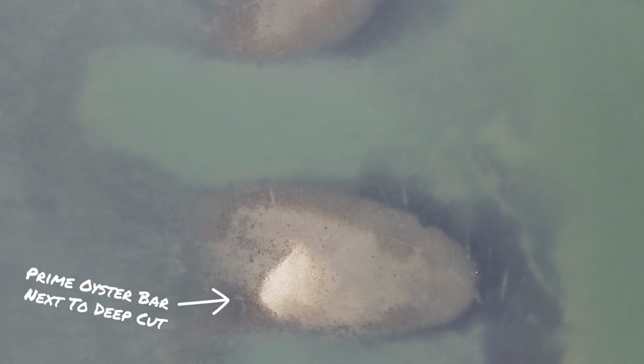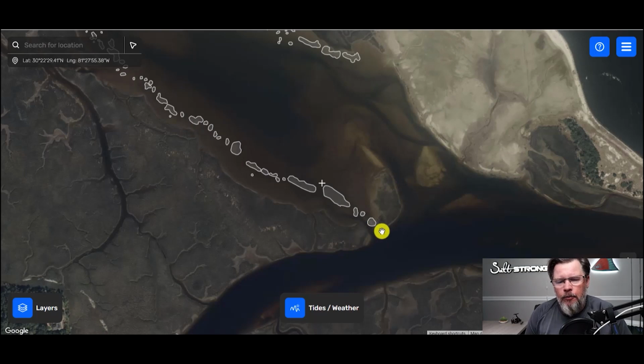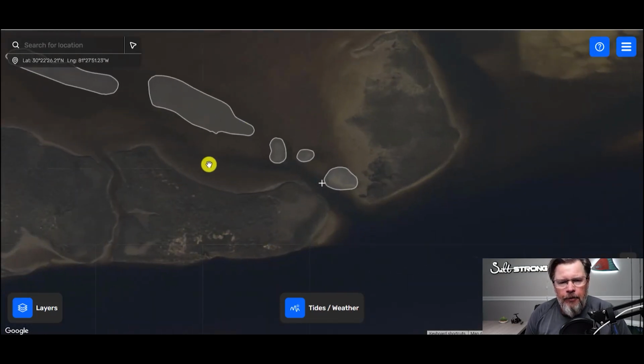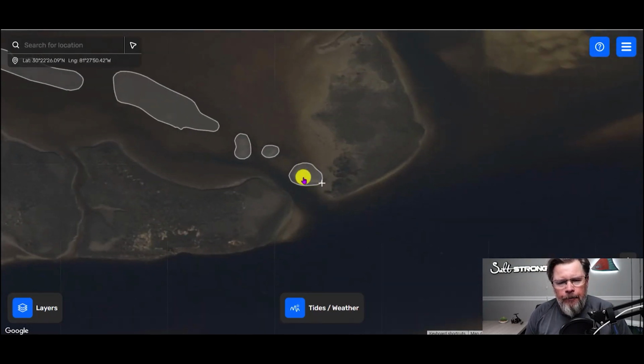Now any of these oysters do have the ability to hold fish, but the best ones are going to be the ones that are combined with other areas. If you look right here, we've got some oysters. We also have a little bit of an island right there, and we've got a point right there. In between, we've got some deeper water. So you've got a constricting point that's going to accelerate the current flow over here, and then you've got this hard structure.